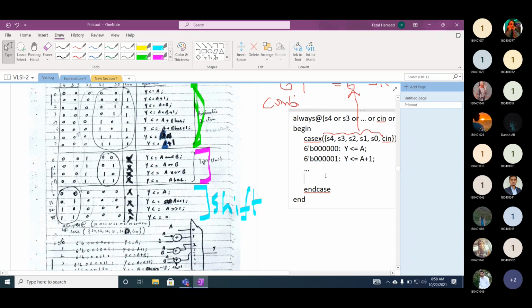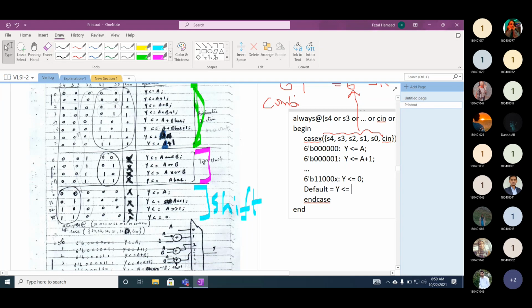So case X, in the last one, if you look at here, the last one, what is the value? 6'b11000X, and what is your output now? Y is equal to... And now in order to avoid the inference of latch, what we need to do? Default. And default, what should you write in default?